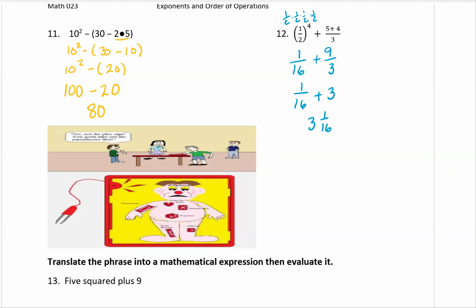If you're not comfortable with fractions, you can, of course, put this in your calculator. And it's possible that on your homework, my labs would want this as a fraction and not a mixed number. If that's the case, we can take 1 over 16 plus 9 over 3 on your calculator, or you can take 16 times 3 plus 1. Either way, we get 49 over 16. There you go.